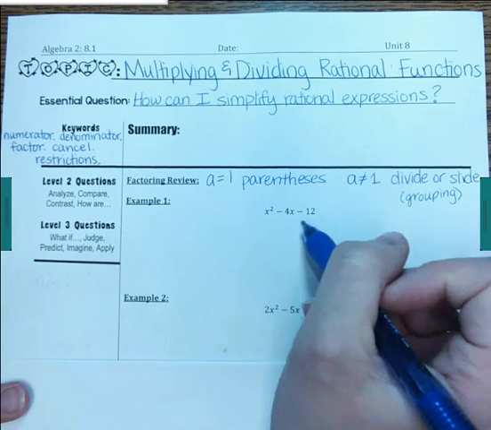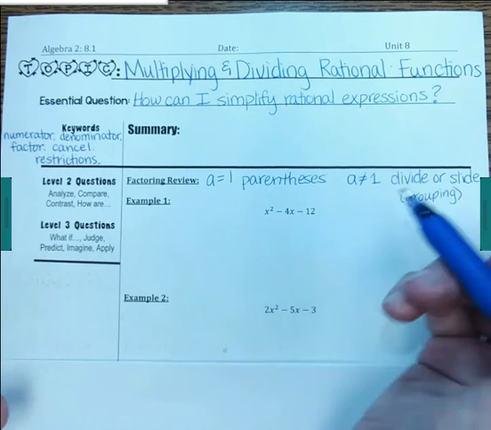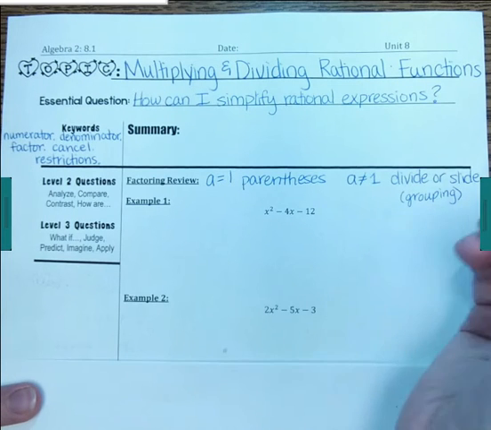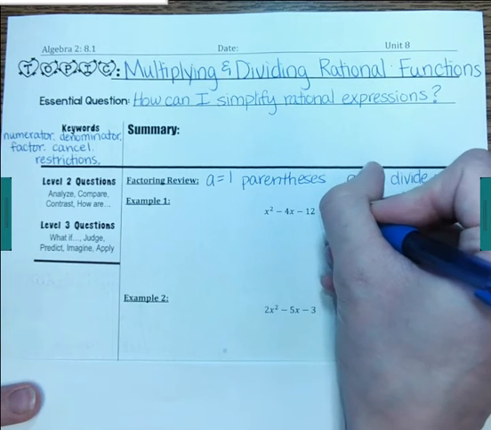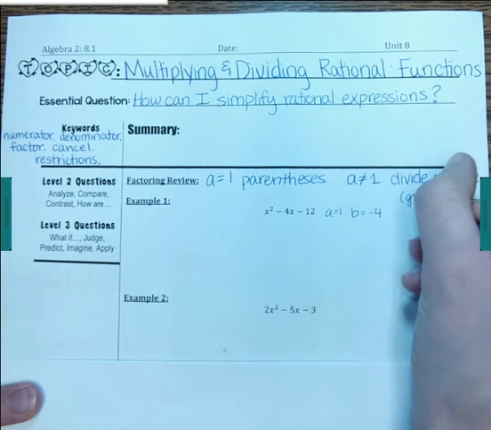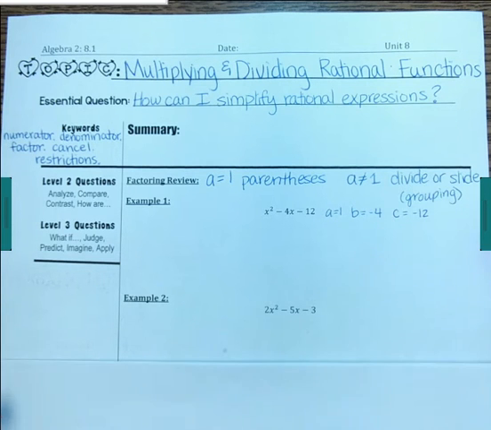So here, we have a trinomial. A is the coefficient of the x squared term. So we have a equals 1. B is the coefficient of the x term, so b is negative 4. And c is the constant, so c is negative 12.